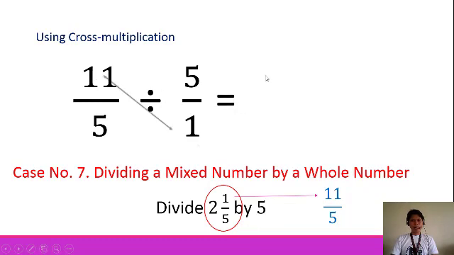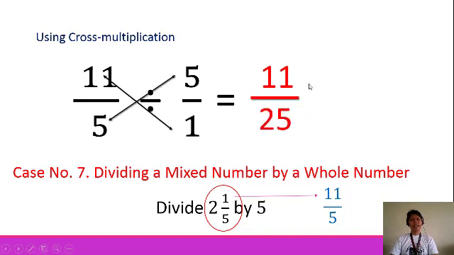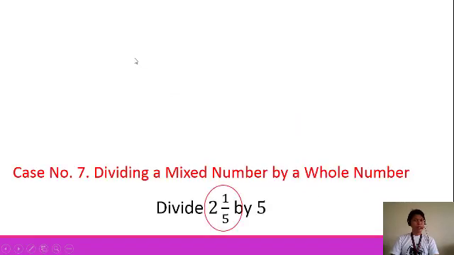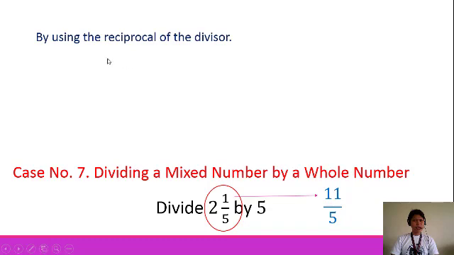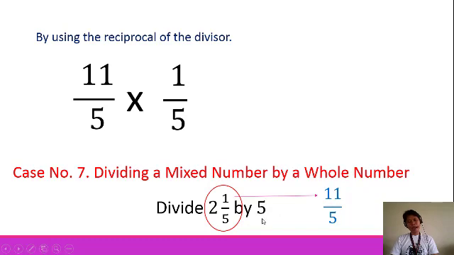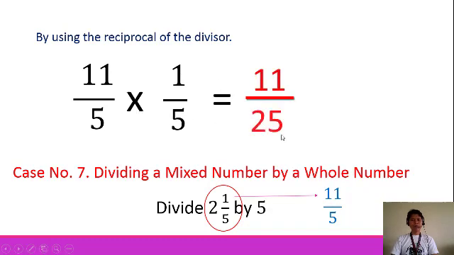11 times 1 is 11. And then 5 times 5 is 25. And it is in the simplest form. So this is our final answer, 11 over 25. Or using the reciprocal of the divisor, the same process, except this one. We have 11 over 5, change the sign, times. And then instead of writing 5 over 1, we are going to write 1 over 5, the reciprocal. 11 times 1 is 11, and then 5 times 5 is 25. The same results. Once again, it's your turn.